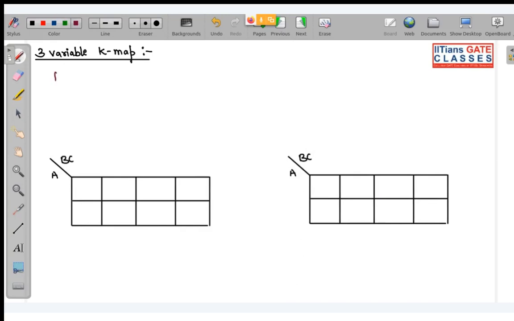Again, I am taking one example. F is equal to, where f is a function of a, b, c, and I am taking minterms as 0, 1, 2, 6 and 7. Okay, I am taking these minterms. How many are remaining? So 1, 2, 3, 4, 5. Okay, fine, I can show you. Or let me just cancel 1. This is okay.